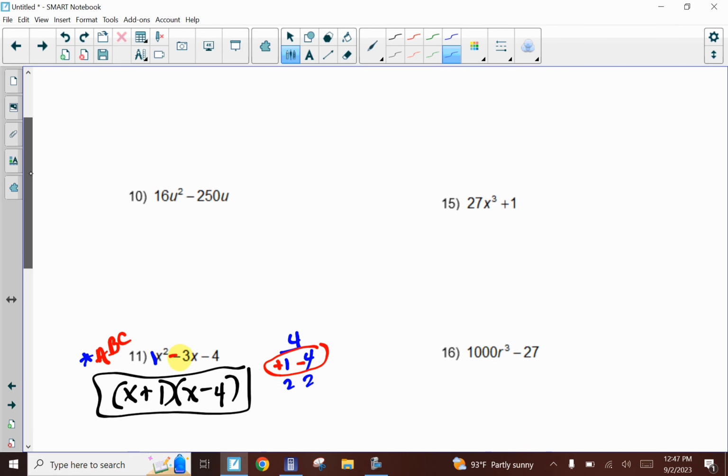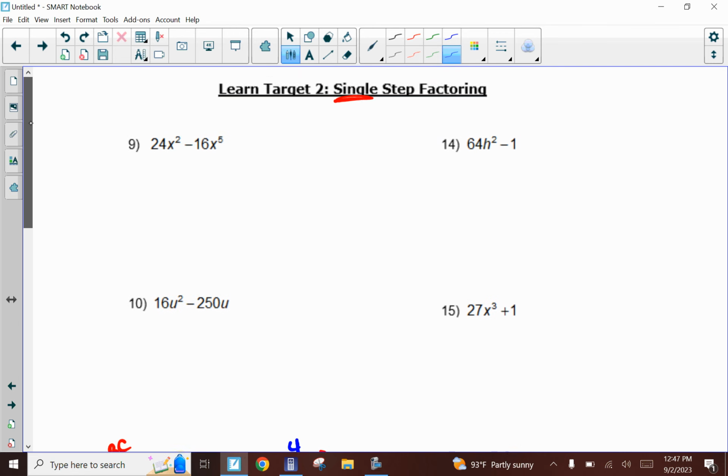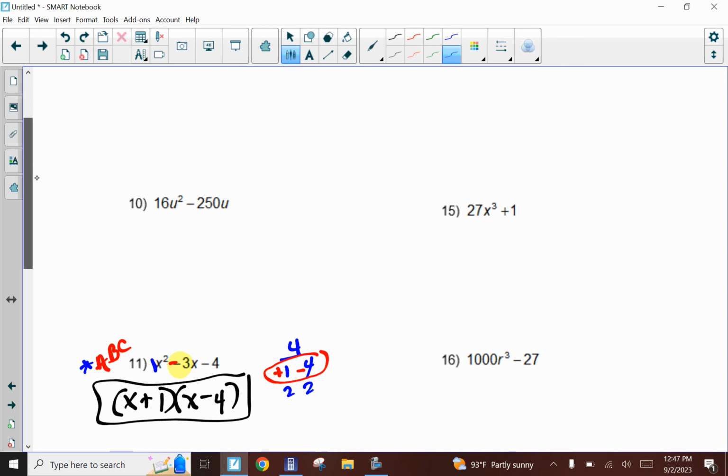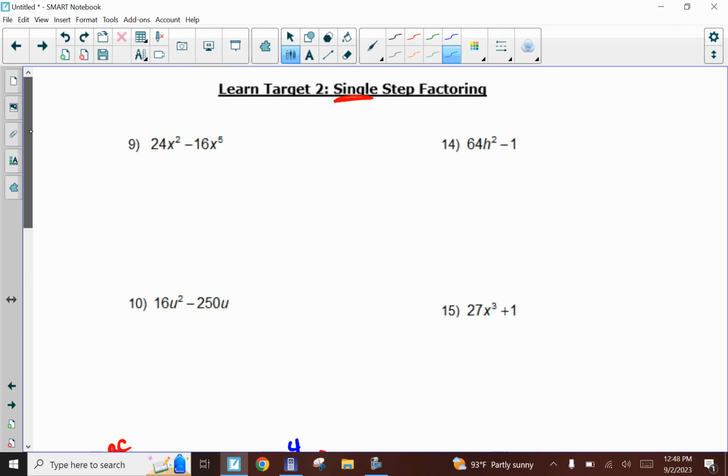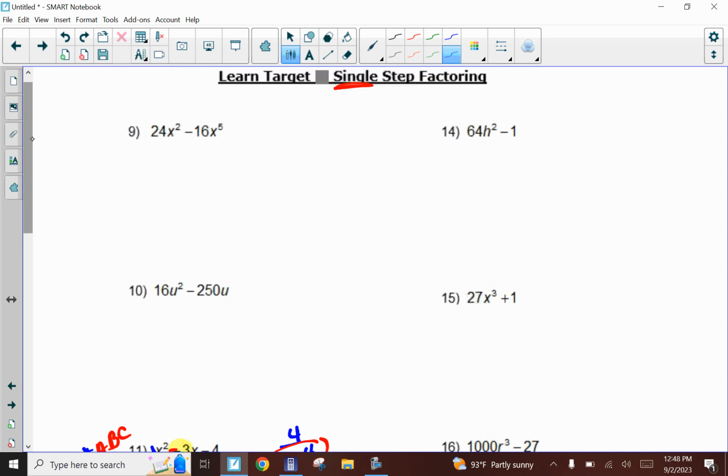Okay, so we did our simple ABC, complex ABC. We did all of our groupings. So now all that's left are the special ones that only have two terms. So I'm quickly scanning over some of them. I'm going to go find all the ones that have a 2 on them. So this guy right here has a 2. So I'm going to do this one because I can tell that's a difference of squares. And it doesn't have a GCF, so I can go ahead and square root this right away. So this is going to be 8h, and this is going to be 1.